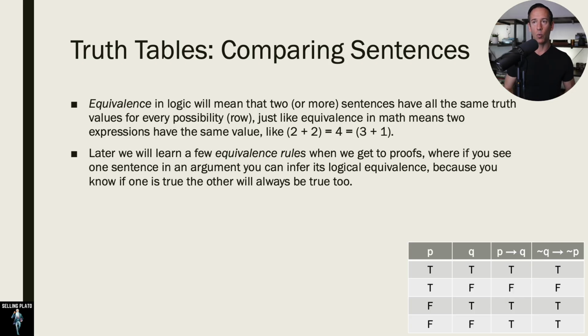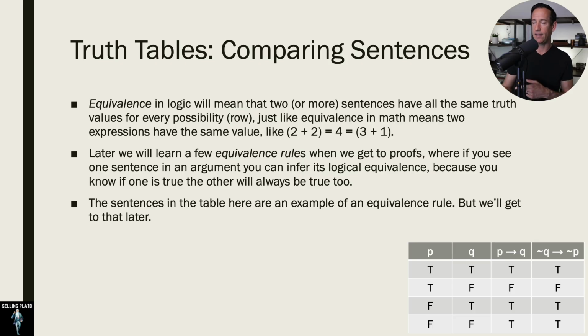Later on, we're going to learn a few equivalence rules. When we get to proofs, we're going to learn what are called equivalence rules. If you see one sentence in an argument, you can then infer its logical equivalent. And why can you do that? Because you know if one is true, then the other will always be true too. So just a flag that we will come back to this very idea of logical equivalence later, and we're going to assume it when we get to proofs. That's later on, but this is going to be important.